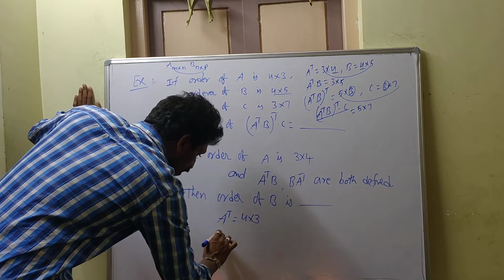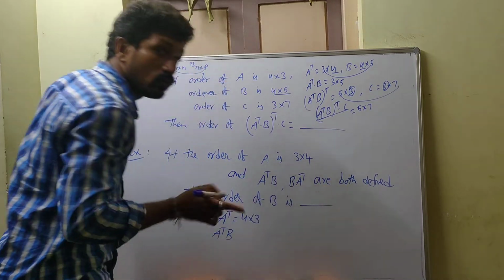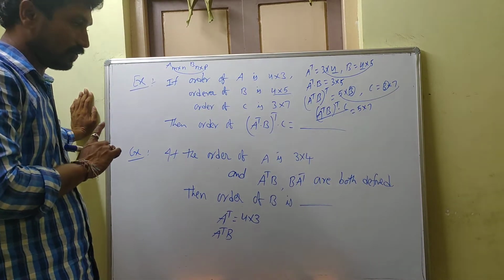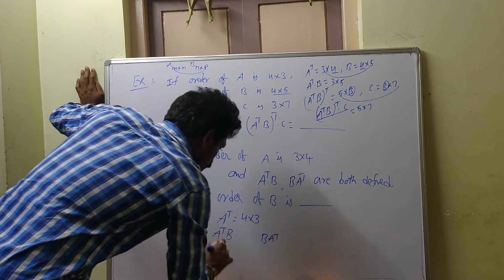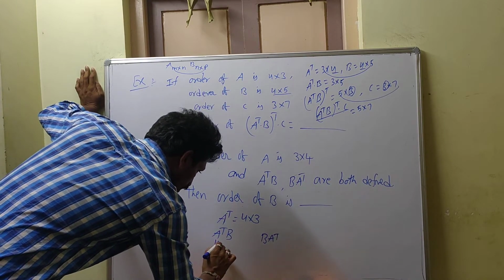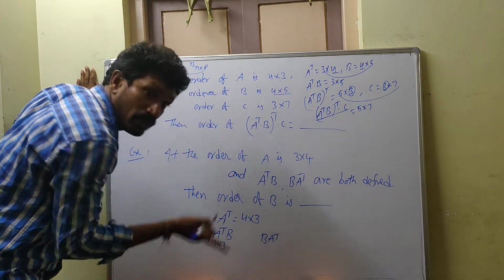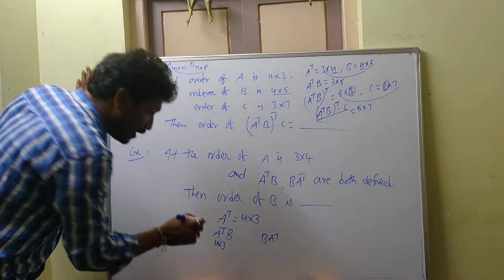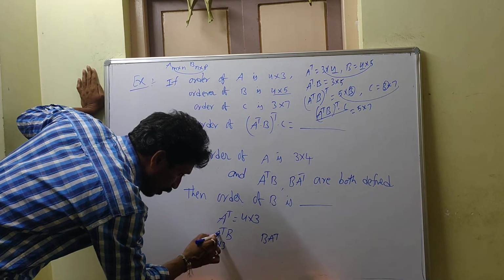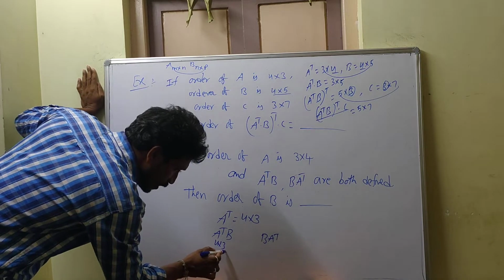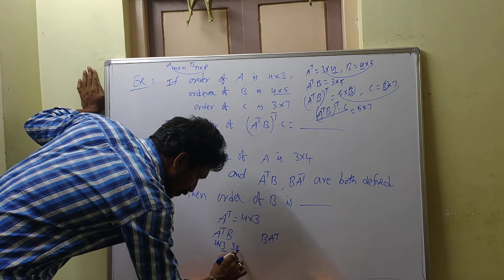What is given? A transpose into B and B into A transpose, both are defined. Here, for A transpose into B, what is the order of A transpose? 4 by 3. It should be defined, which means the number of rows in B should equal the number of columns in the first matrix. The number of columns is 3, so the order of B should be 3 by something.